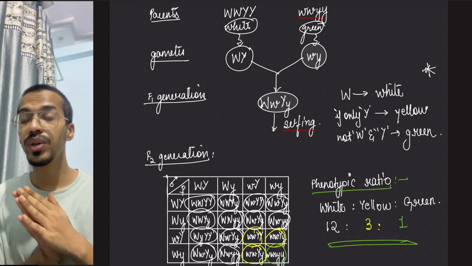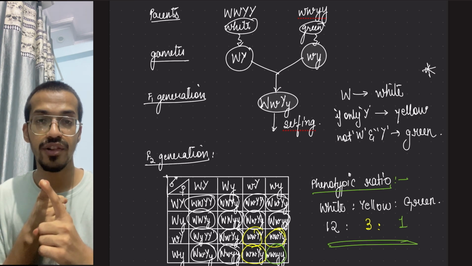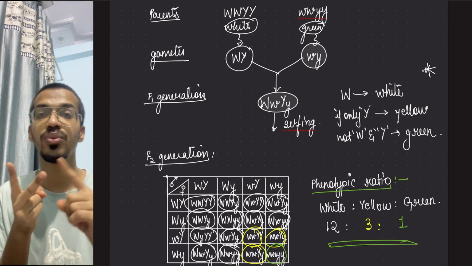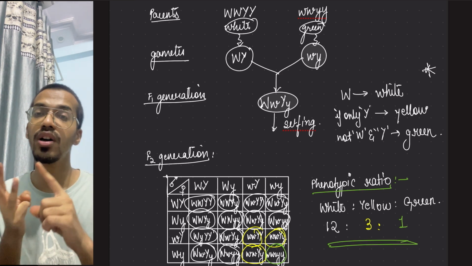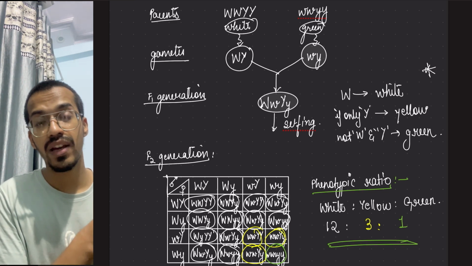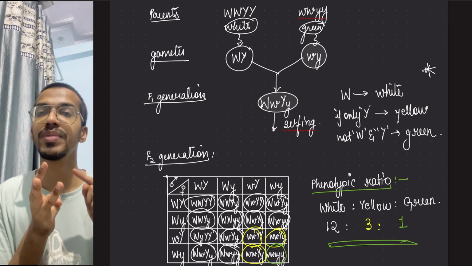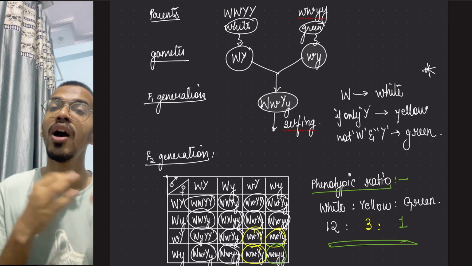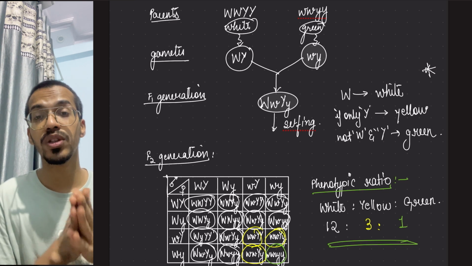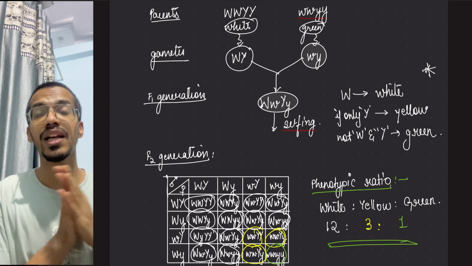In the next video, we will be seeing polygenic inheritance, that is quantitative inheritance. We're going to see pleiotropy. We're going to see different types of crosses like cytoplasmic inheritance, the reciprocal cross, maternal inheritance. We're going to see test cross and back cross, which are also very important topics for the boards as well as for the NEET examinations. That's going to take place tomorrow.